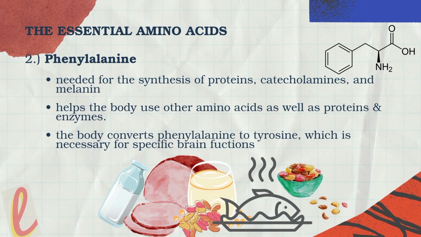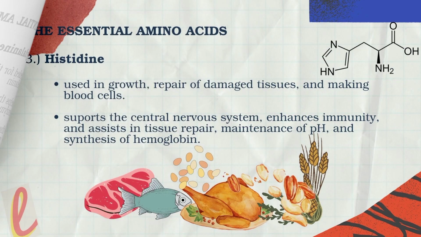The next essential amino acid is phenylalanine, which is needed for the synthesis of proteins, catecholamines, and melanin. Phenylalanine helps the body use other amino acids as well as proteins and enzymes. The body converts phenylalanine to tyrosine, which is necessary for specific brain functions. Phenylalanine is in dairy, meat, poultry, soy, fish, beans, and nuts.